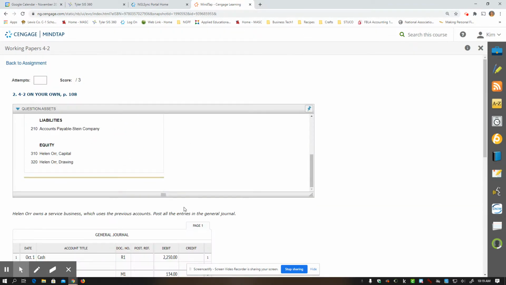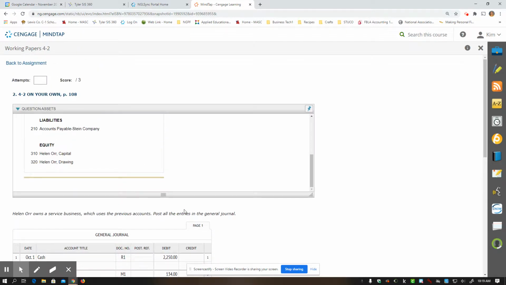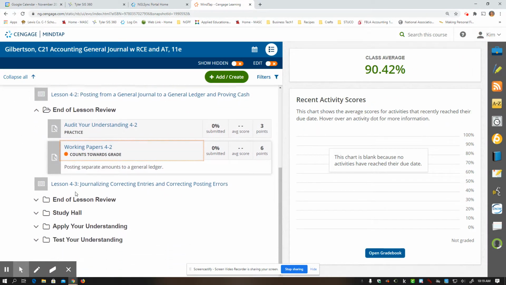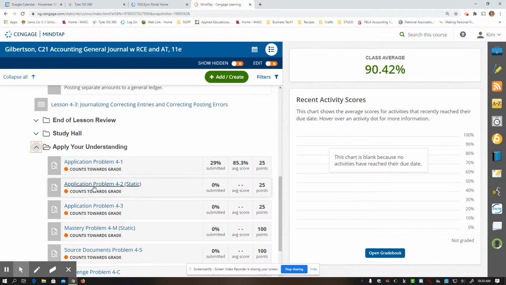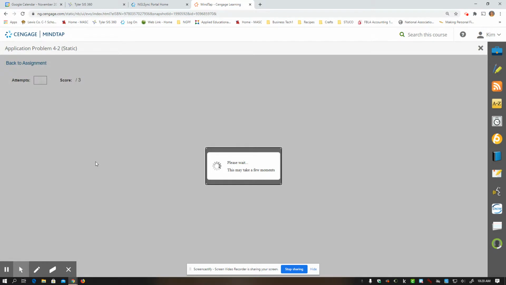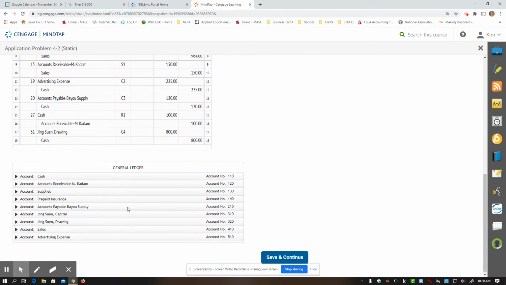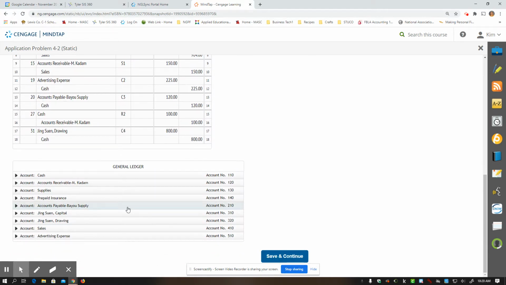We're going to do the next one by ourselves. And the next one is on your own. So you get to do it on your own. Then I would go in to apply your understanding and do application problem 4-2 also. If you choose not to do on your own, that's fine. I'm not giving you points for on your own and work together in this chapter. So if you don't want to do on your own, just close out of it and go to the application problem, because it's the same exact thing. And I think three times might be a little too much.